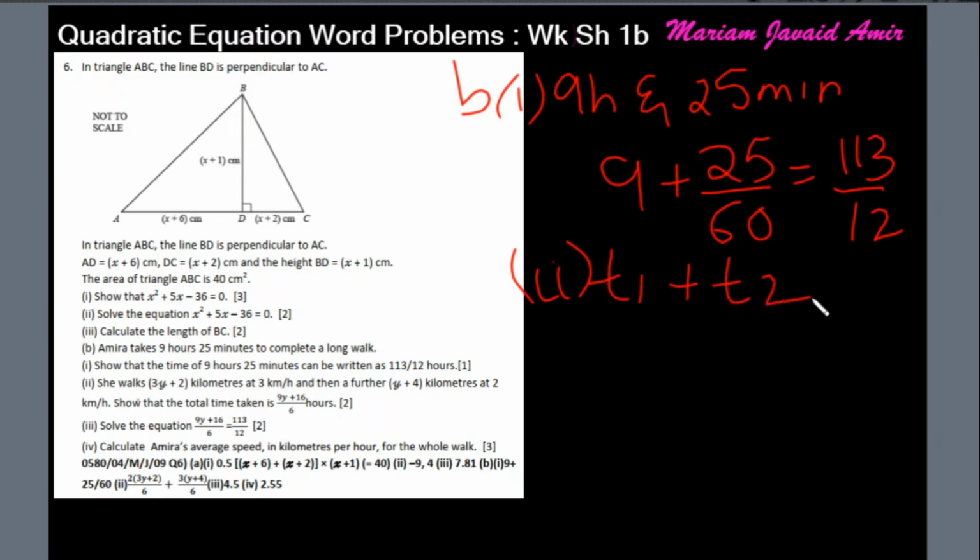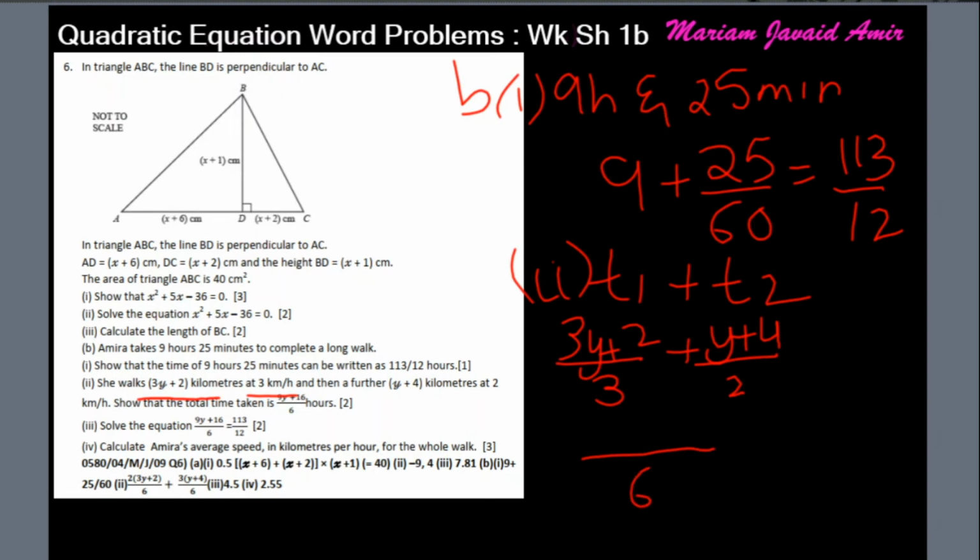For the first time, the distance is 3y plus 2 and the speed is this. Time is distance over speed. So the first time is (3y plus 2) over 3 and the second time is (y plus 4) over 2. Take the LCM, which is 6. This becomes 6y plus 4 plus 3y plus 12, which gives us (9y plus 16) over 6. You'll get this by simplifying this.